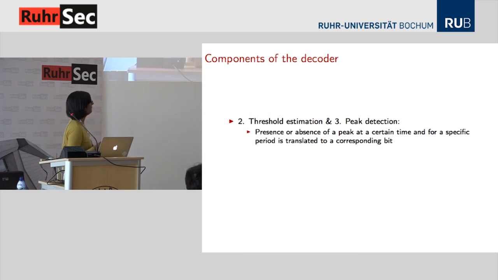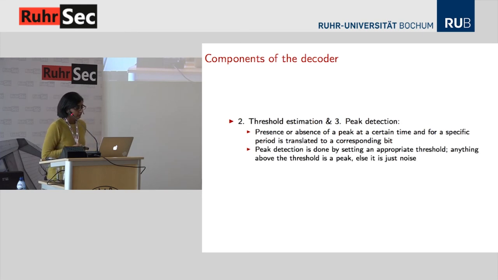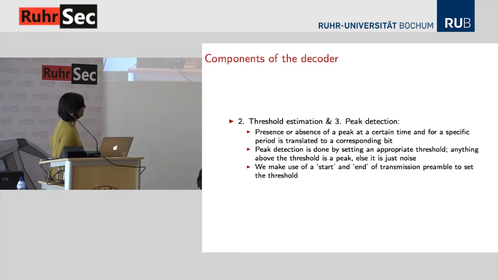Again, here we're looking for the presence and absence of a peak. Anything that's between the threshold, whether it's no peak or low peak or high peak, we're going to convert to 1s and 0s. This is what I've just told you, otherwise we consider it as noise.